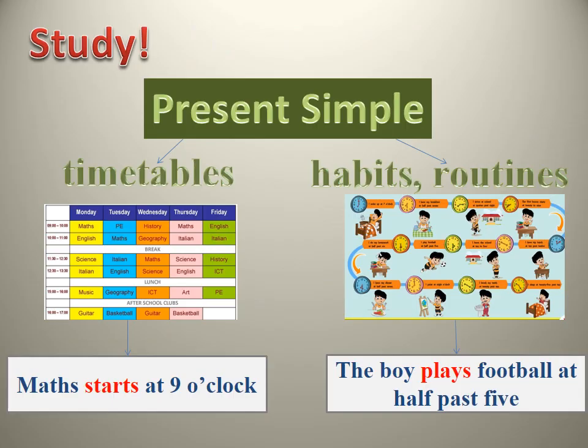Let's study new information. We use present simple when we talk about timetables. For example, math starts at 9 o'clock. And we use present simple when we talk about habits and routines. For example, the boy plays football at 5:30.